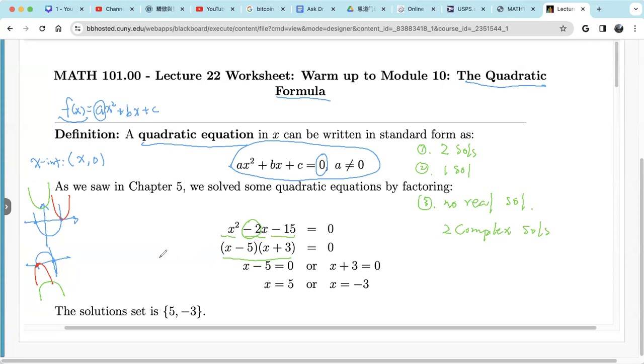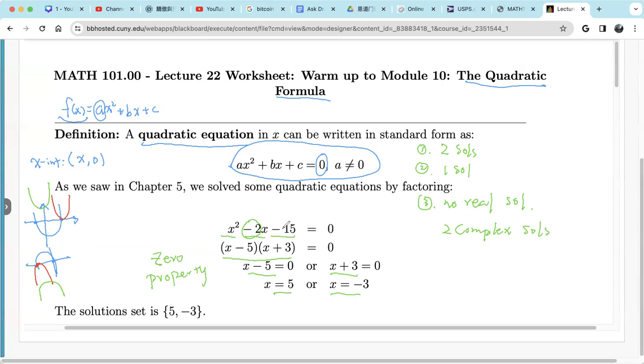Now use the zero property, right? The zero property is saying if the product of factors equals 0, that means each one can be 0, or maybe some of them to be 0, or maybe all of them to be 0. In this case, we just have a product of two factors. So we can say the first factor is 0, or the second factor is 0. Solve the first one, we add 5 on both sides. We get x equals 5. Do the same thing, we get x equals -3. So we have two solutions.